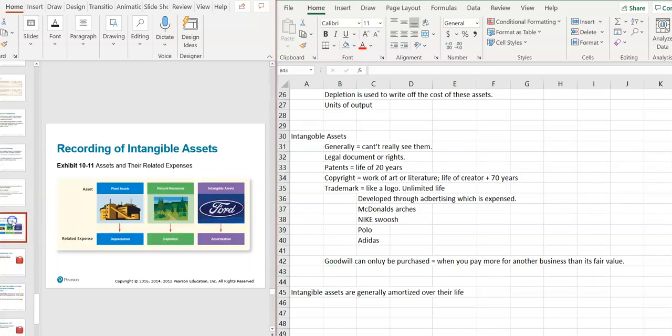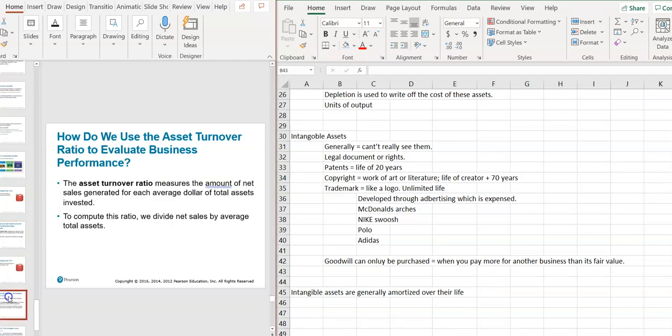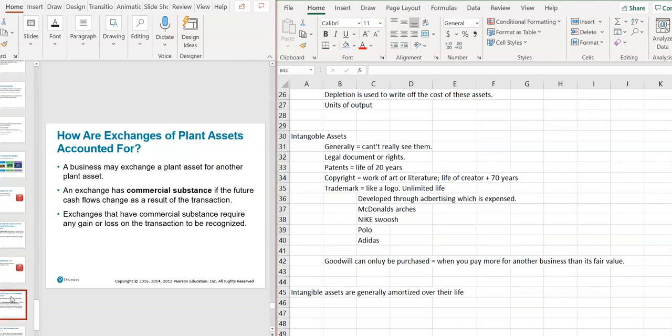And I think we're done with the chapter. Well, you have the asset turnover. Y'all can look at that. And we're not doing exchanges. You can skip that. Okay? All right. That's it. I will go work some exercises for y'all to follow when you're trying to get the homework done.